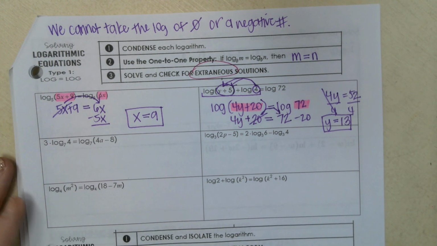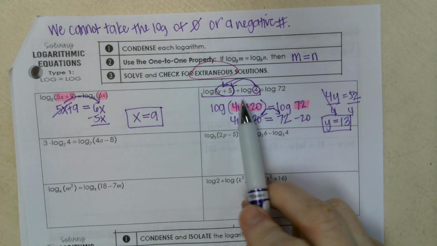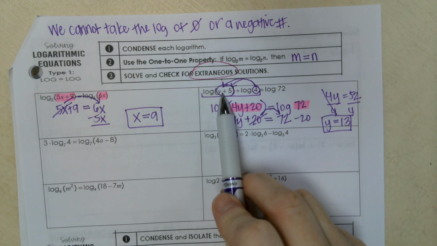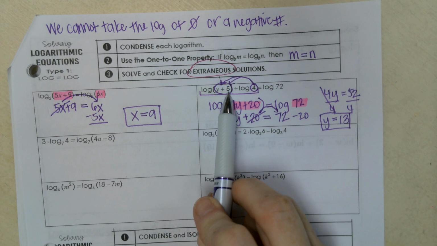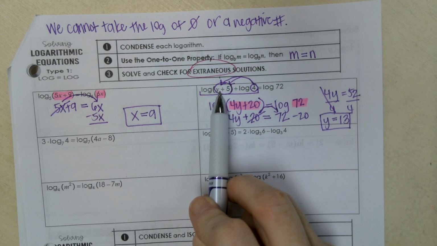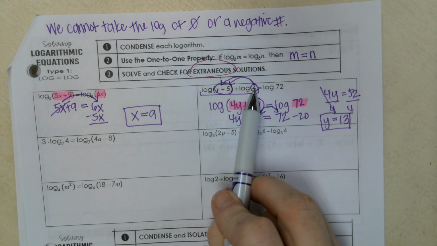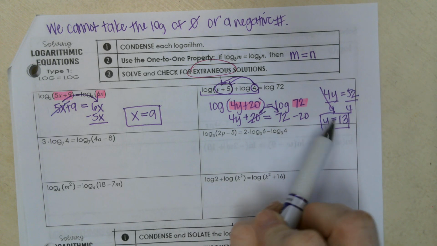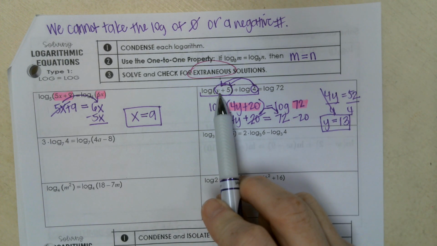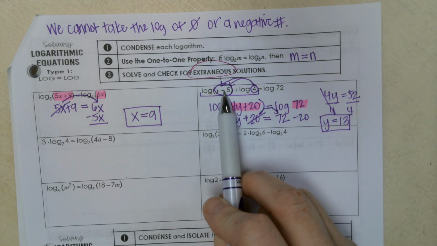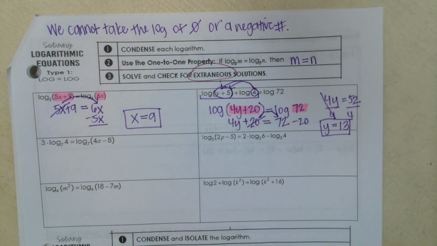Okay? All right, now if I go plug this 13 in, the only one I have to check is this first one, because when I plug it in, y plus 5, that's the only one that has a variable. This is just log of 4, and this is log of 72. There's nothing to substitute that into, okay? So 13 plus 5, that is a positive number. So that solution is fine.